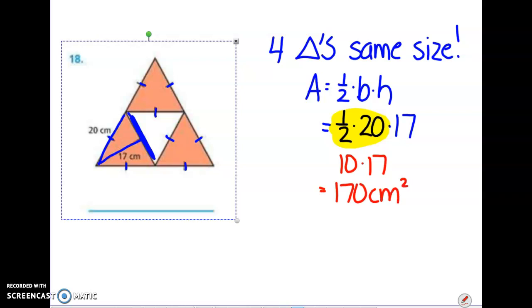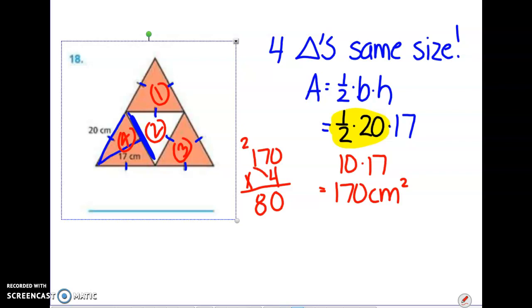And now if I look at my shape, I've got 1, 2, 3, 4 triangles that are all the same size. So I'm going to take 170 and I'm going to times it by 4. So 4 times 0 is 0. 4 times 70 is 280 or 28 tenths. And put my 8 down here. Put my 2 over here in the hundredth spot. 4 times 1 is 4 plus another 200 gives me 680. So the surface area of the entire thing is 680 centimeters squared.